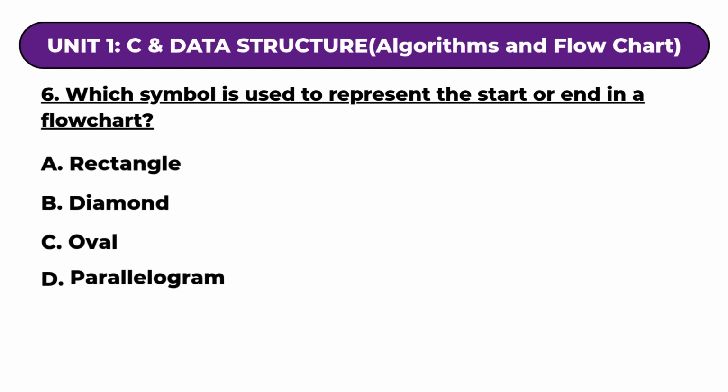Which symbol is used to represent the start or end in a flowchart? A, rectangle. B, diamond. C, oval. D, parallelogram. Correct answer? C, oval.